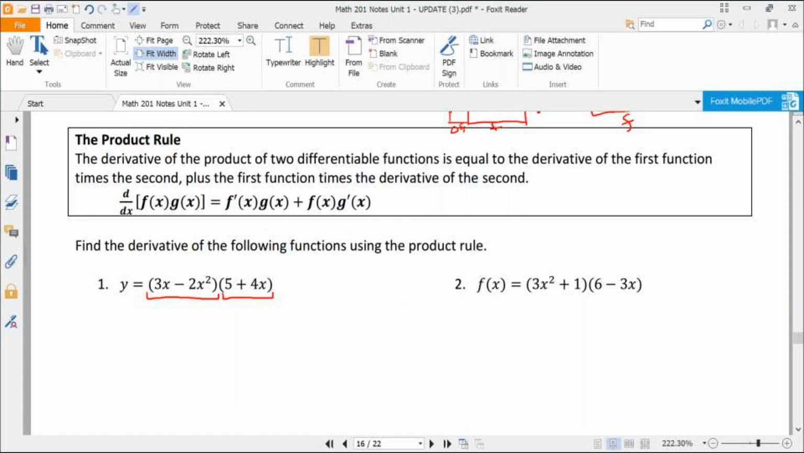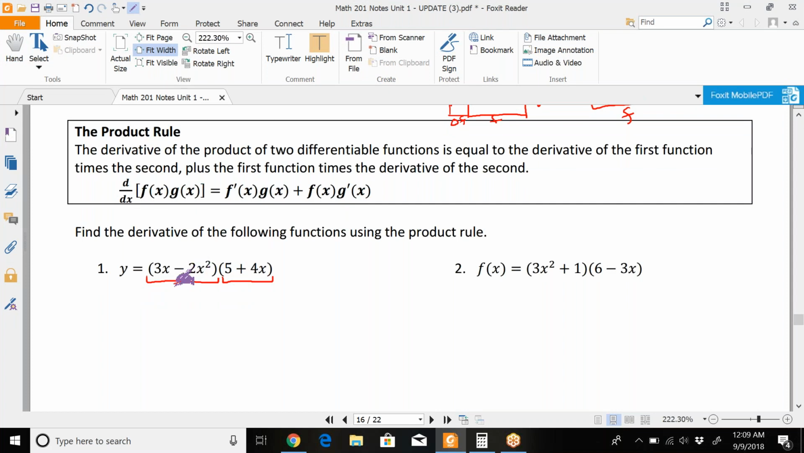Hang on, my pen just froze. I'm going to call this one f of x, this one g of x, and let's write down a couple things. This is how I choose to write it; it helps me with the formula a little bit. I always write f of x and then g of x. So this is 3x minus 2x squared, and this one is 5 plus 4x.